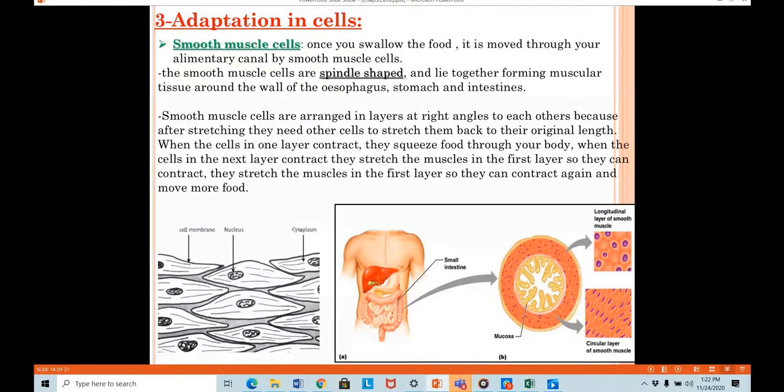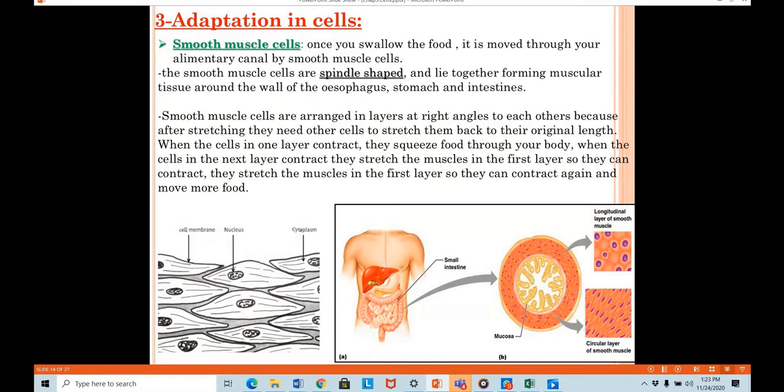So in order for the food to travel through our digestive system, these muscles contract and relax, meaning they stretch and they contract. So there is a little elasticity in these cells. In order to stretch and come back to their original shape, they are arranged at right angles to each other.